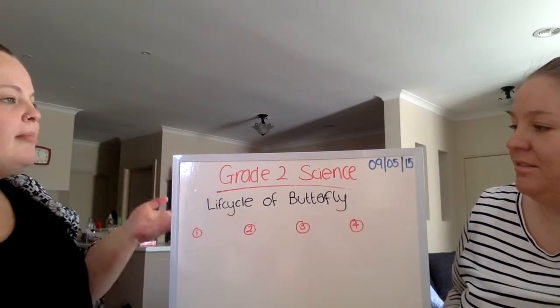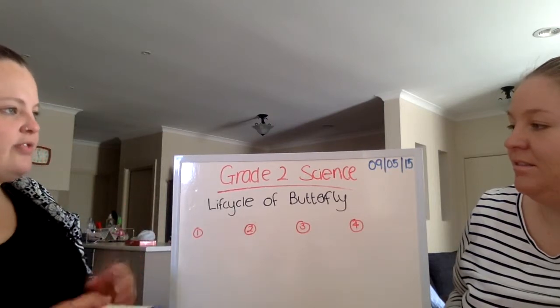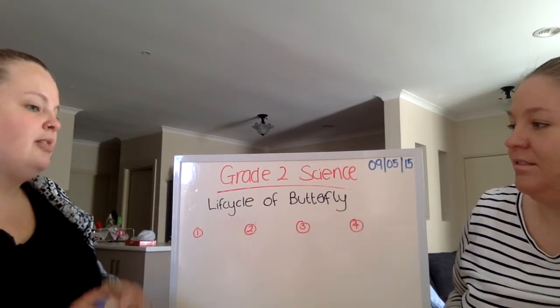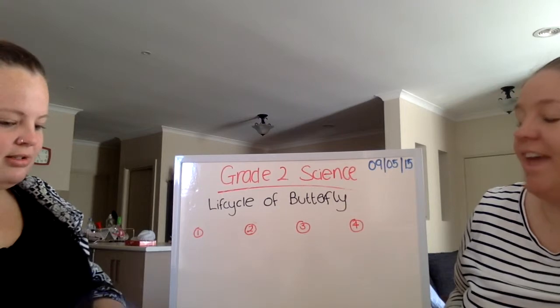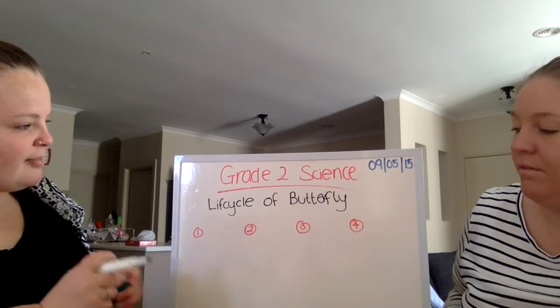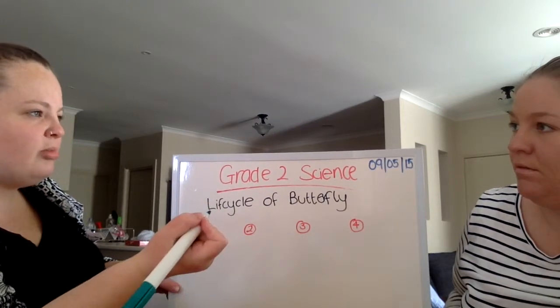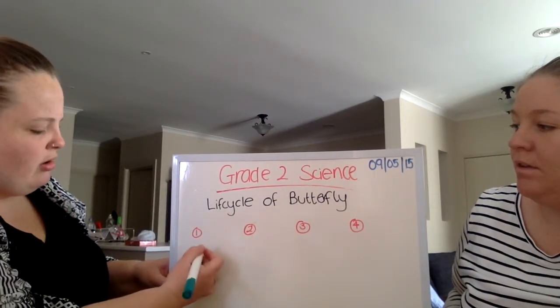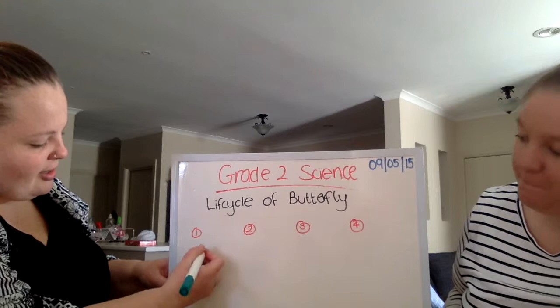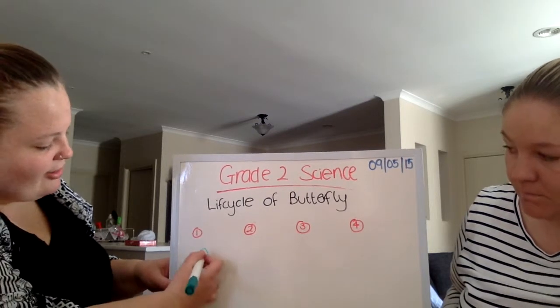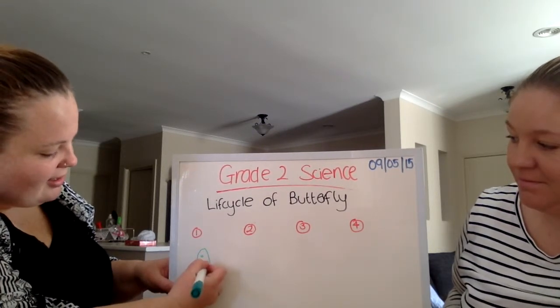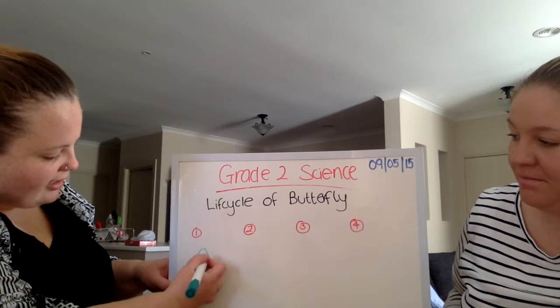So who remembers what the first stage of the life cycle of a butterfly is? Megan, do you know? The egg. Okay, so I'm just going to draw a little picture over here. What's it normally found on? A leaf. A leaf, yeah, perfect. Excuse my drawing, guys. And there's normally lots of eggs together, isn't there?